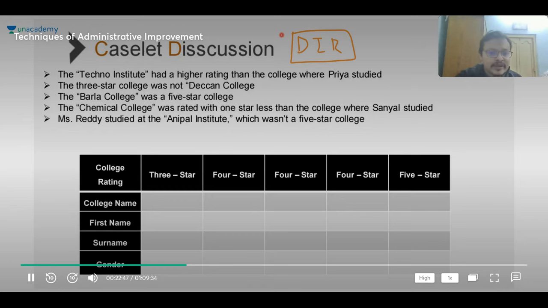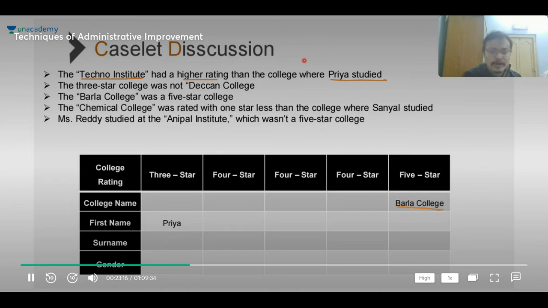One of the easiest direct clues is the Bala College was a 5-star college. So what I do is I mark it as Bala. Bala is a 5-star college. Also, it says the Techno Institute had a higher rating than the college where Priya studied. Can anybody tell me what must be Techno Institute's rating? What must be Priya's college rating?